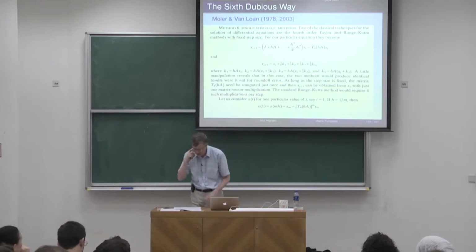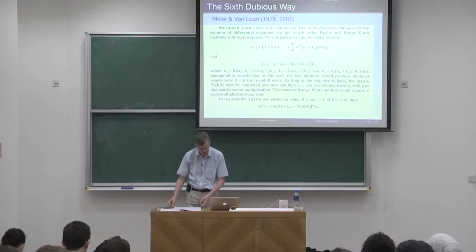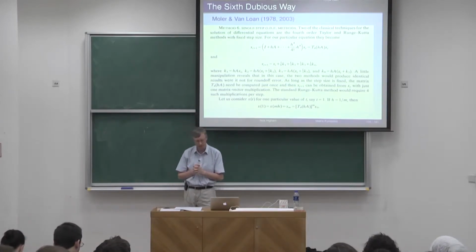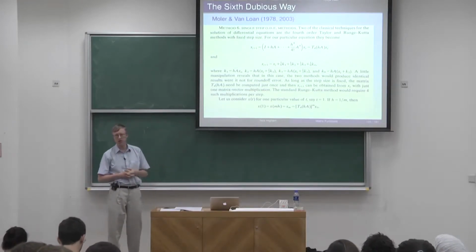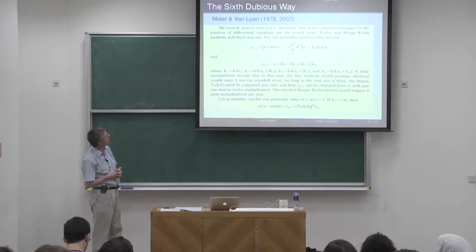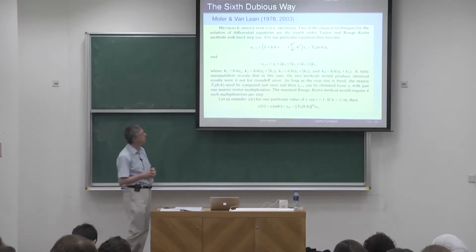Okay, so let's carry on from where I left off yesterday. And just want to recap, we're talking about computing e to the A times a vector. And I mentioned that one of the 19 dubious ways of Moler and Van Loan is this one here, where they apply a 4-stage Runge-Kutta method.